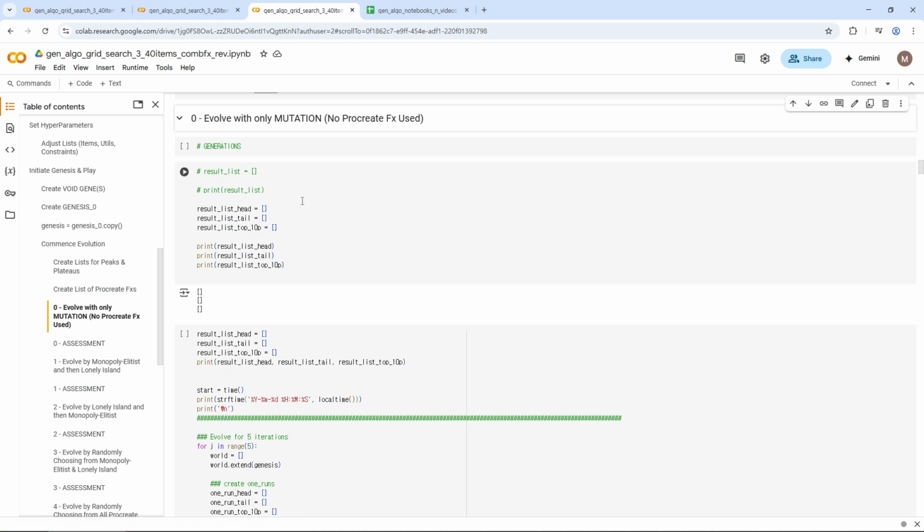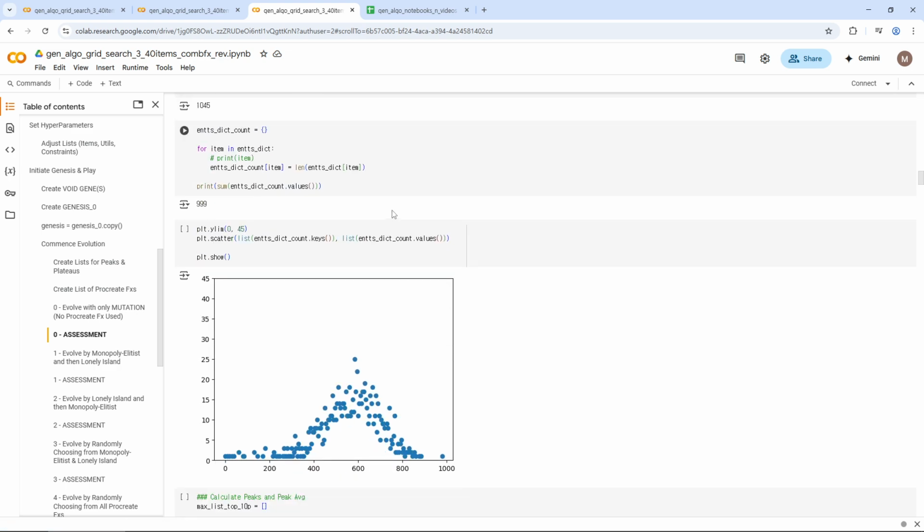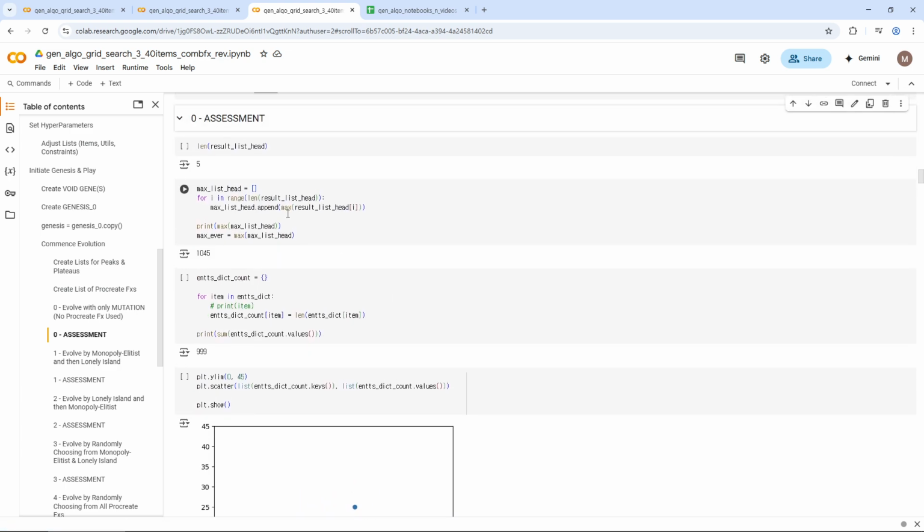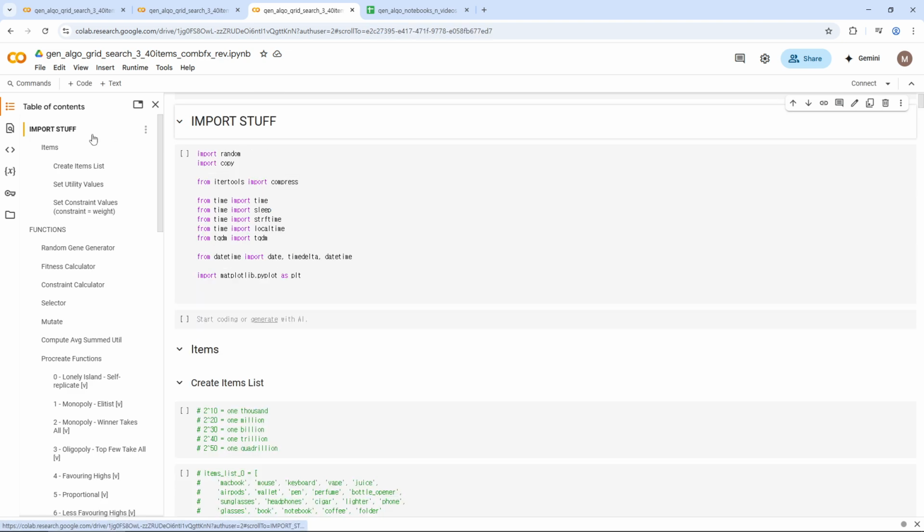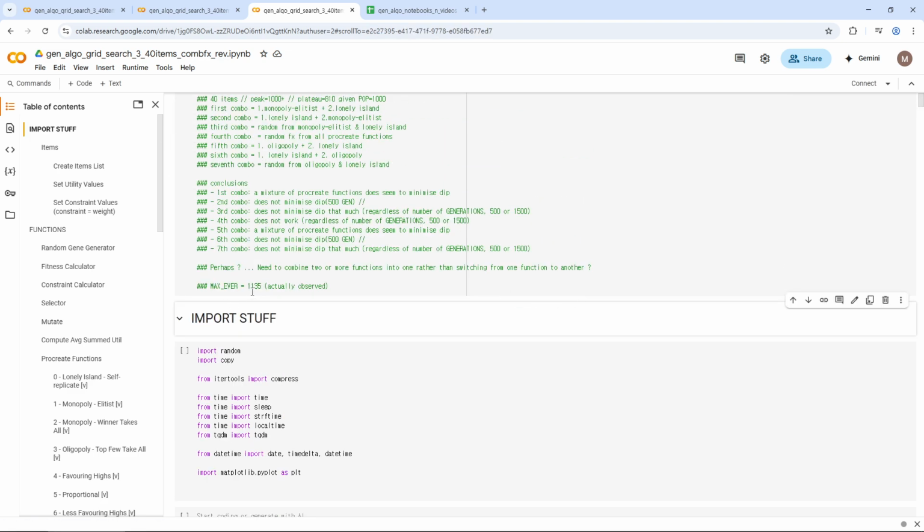So the first one, 0, is where we evolve with only mutation. There are no procreate functions used here. I'm just mutating things and seeing where that goes. And this is how it went. In this case, the maximum ever was 1045. Just keep in mind that the maximum ever is 1135.